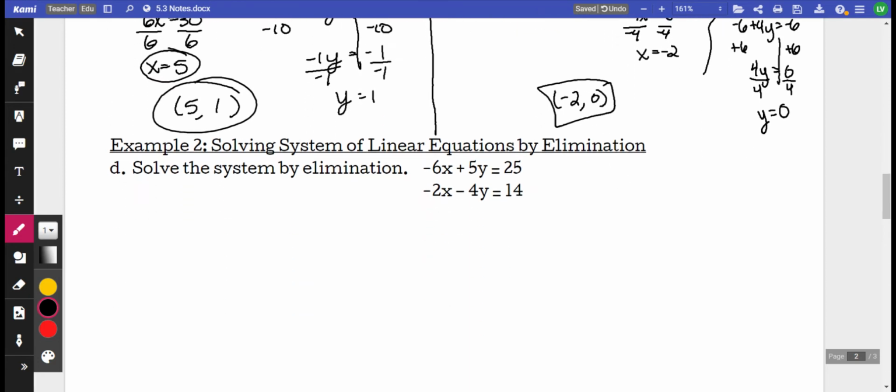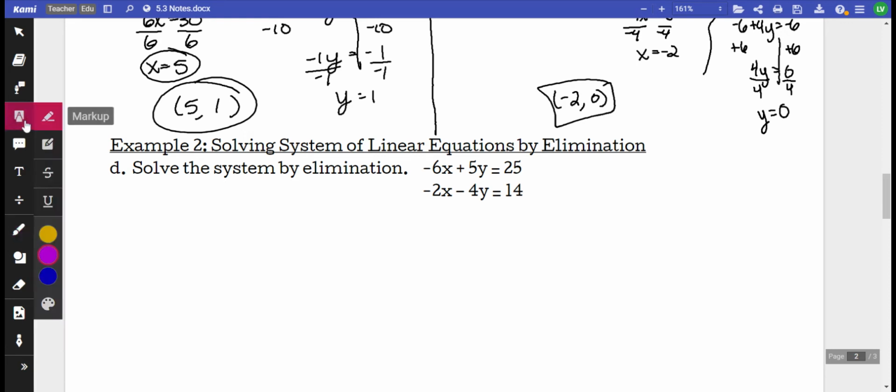Example 2. Solving systems of linear equations by elimination. So we're going to solve the system by elimination. Negative 2x plus 5y equals 25. And negative 2x minus 4y equals 14. Well, neither x nor y values are exactly the same. The coefficients aren't all matching up. So it's up to you on whether or not you want to get the y's to be the same or the x's. I personally am going to choose the x's because negative 6x and negative 2x has less work than changing 5 and 4.